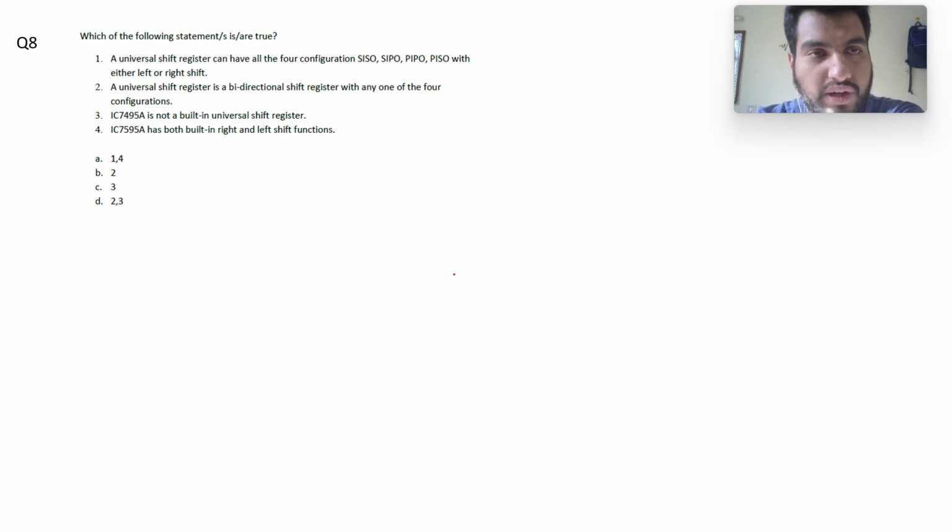IC 7495A is not a built-in shift register. IC 7495A has both built-in right and left functions. So you might have gone through the lectures and people will know the answer. So option 3, that is IC 7495A, is not a built-in universal register. Universal shift register is the only correct option here. All other statements are false, so option 3 is the only true statement, and corresponding to that, option C is the right answer to this question.